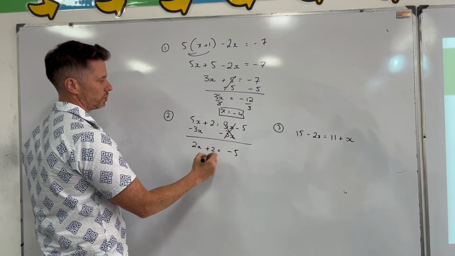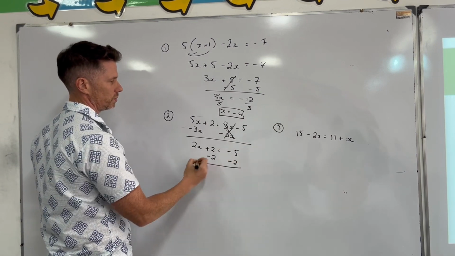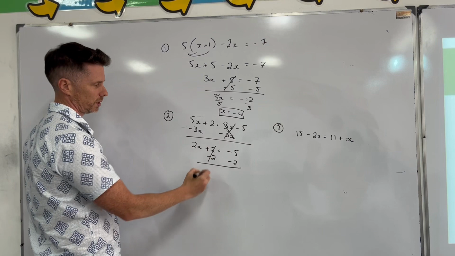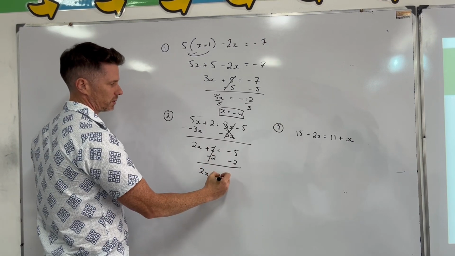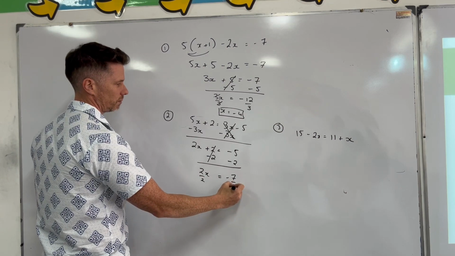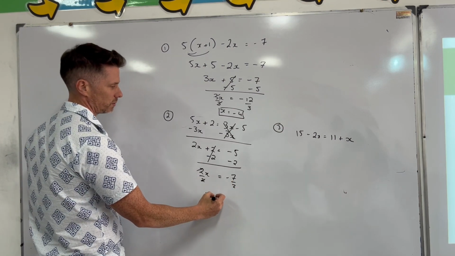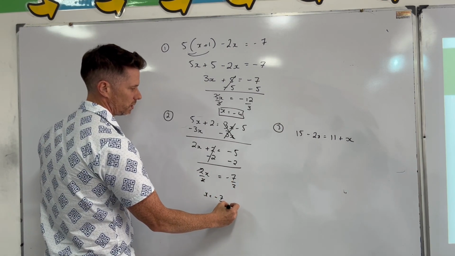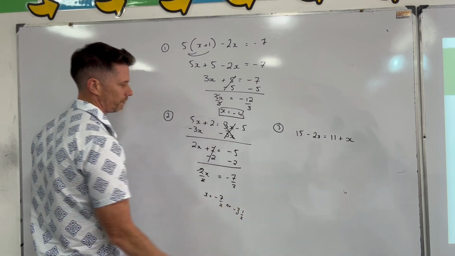Okay, I've got to get rid of these 2's. To get rid of this one, I subtract 2. +2 minus 2 cancel out, and I get 2x here, equal sign, -7. Divide by 2 on both sides then to get rid of this 2. And we have x is equal to -7 over 2, or -3.5.